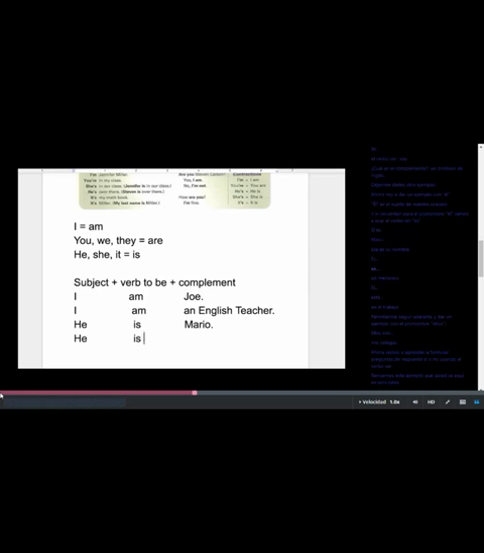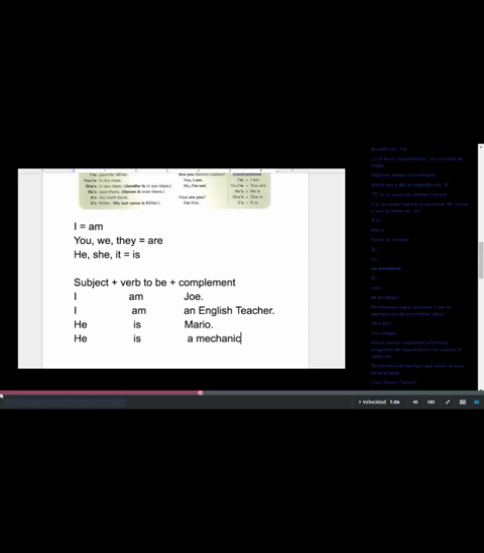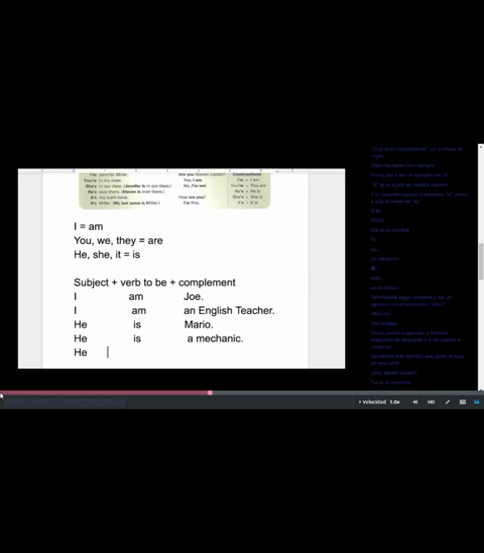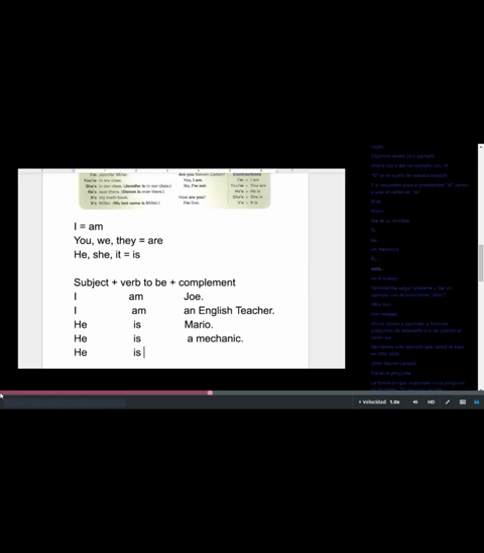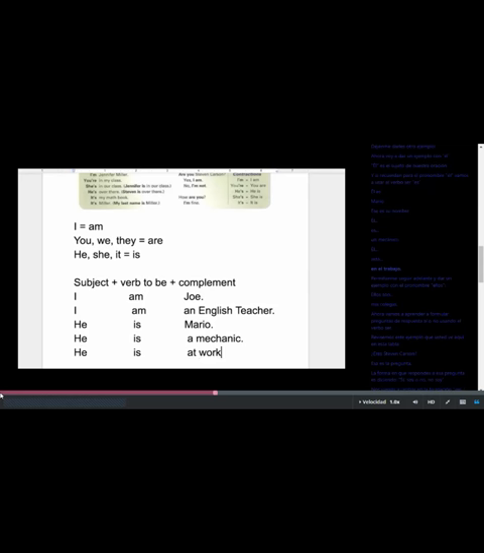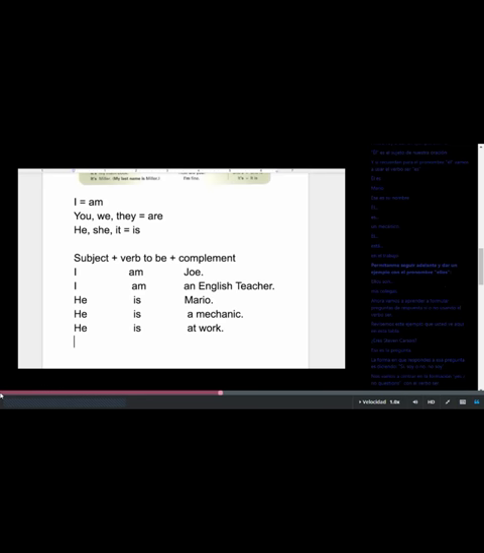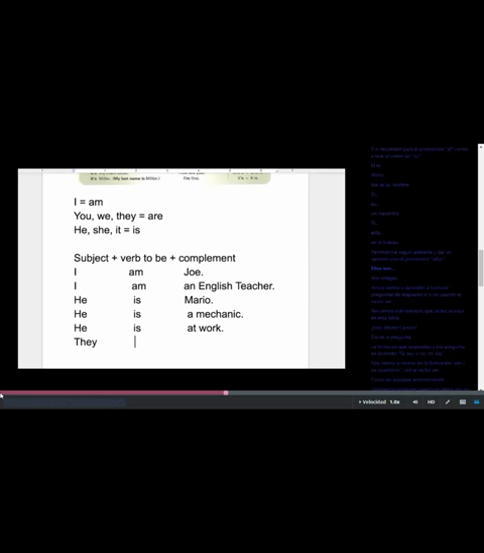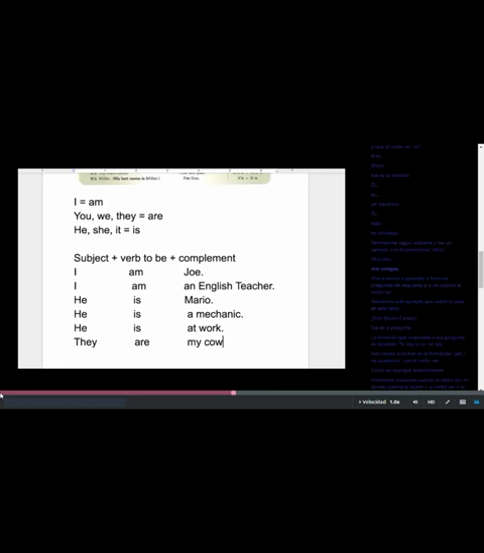We're going to say he is a mechanic. He is at work. Let me go ahead and give an example with the pronoun they. And they are my co-workers.